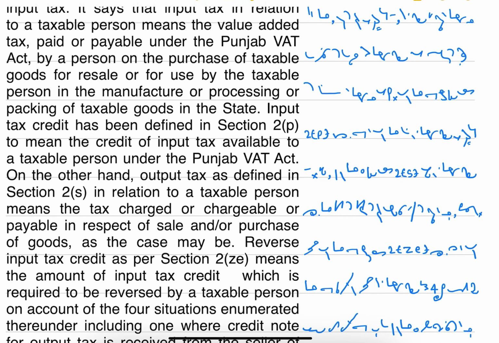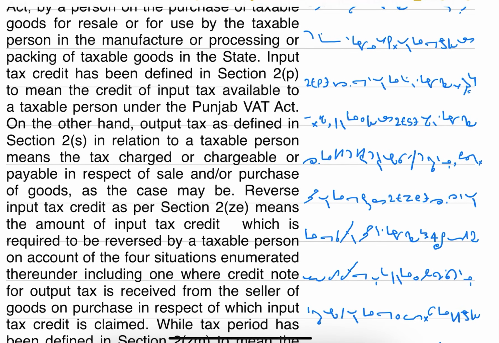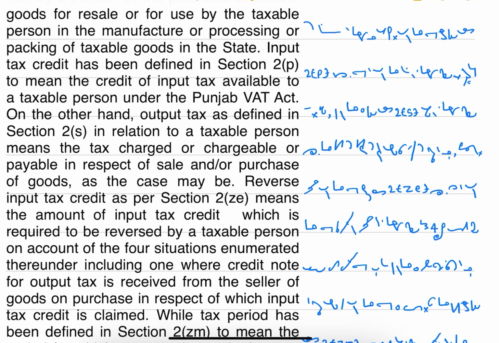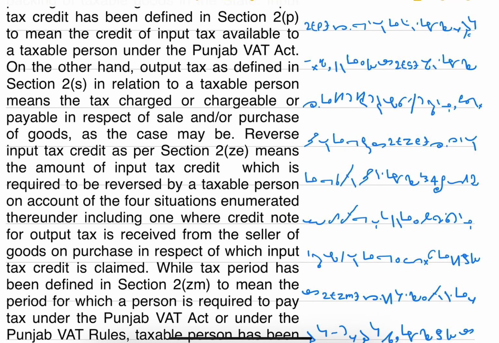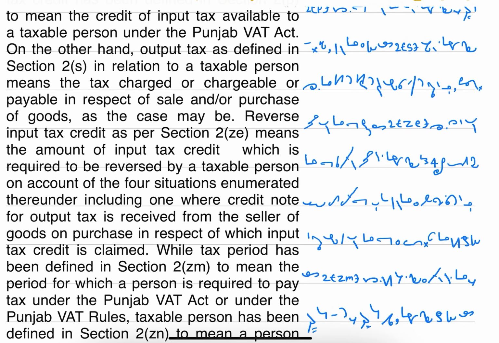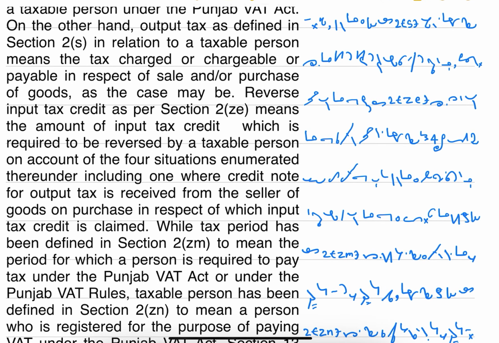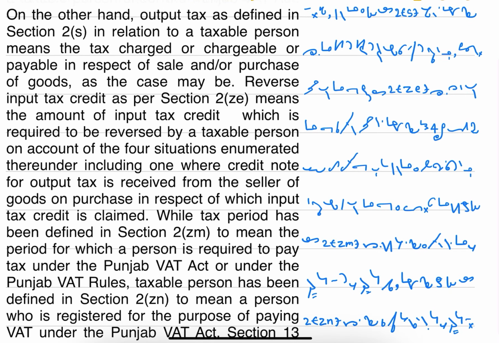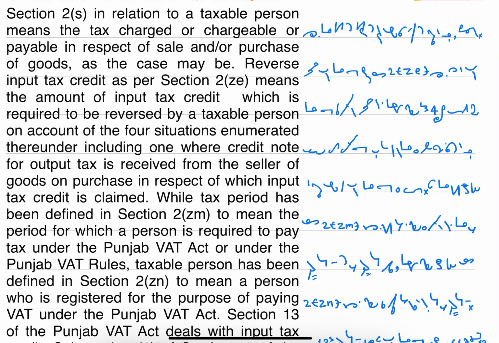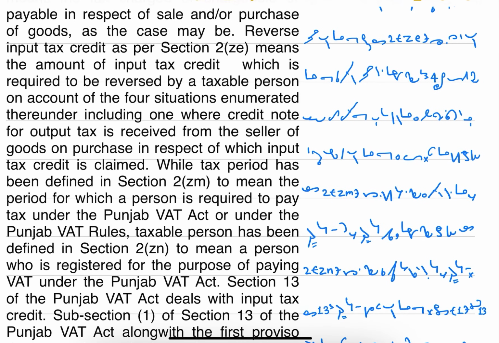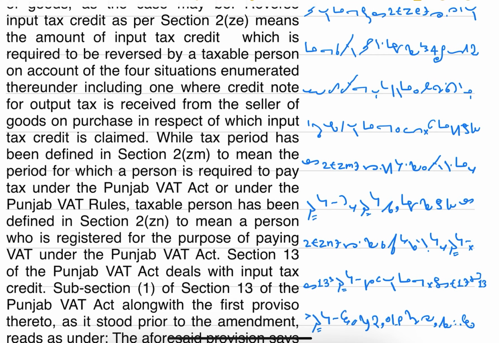On the other hand, output tax as defined in Section 2(s) in relation to a taxable person means the tax charged or chargeable or payable in respect of sale/purchase of goods, as the case may be. A reverse input tax credit as per Section 2(ze) means the amount of input tax credit which is required to be reversed by a taxable person on account of the four situations enumerated thereunder, including one where credit note for output tax is received from the seller of goods on purchase in respect of which input tax credit is claimed.